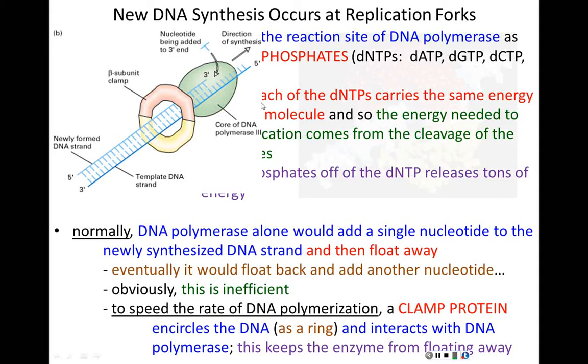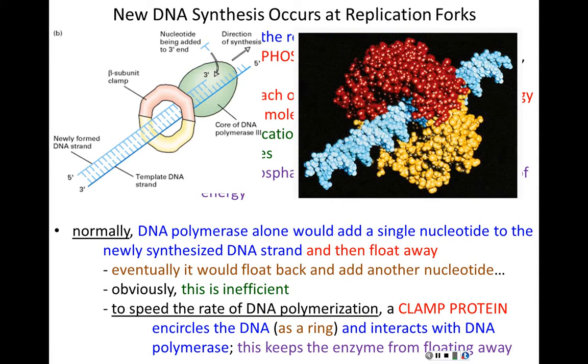This is a molecular model of the true clamp protein. So this is based on experimental evidence. The DNA, again, is in light blue. And you can see the thing truly is a clamp, a protein clamp, which encircles the DNA.